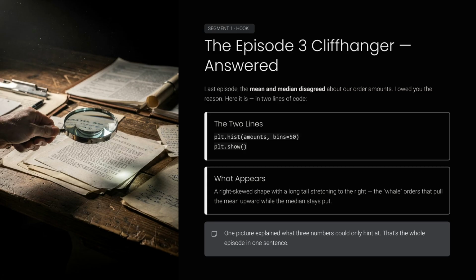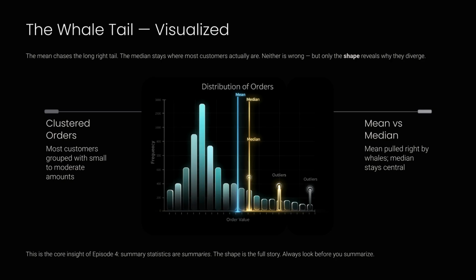Last time, we left off with a question. Why did our mean and median disagree? A simple 2-line histogram reveals the answer. A right-skewed distribution caused by extreme whale values. This visualization highlights how the mean is pulled by those outliers, while the median remains stable. It's a perfect example of why shape is the most important part of the story.